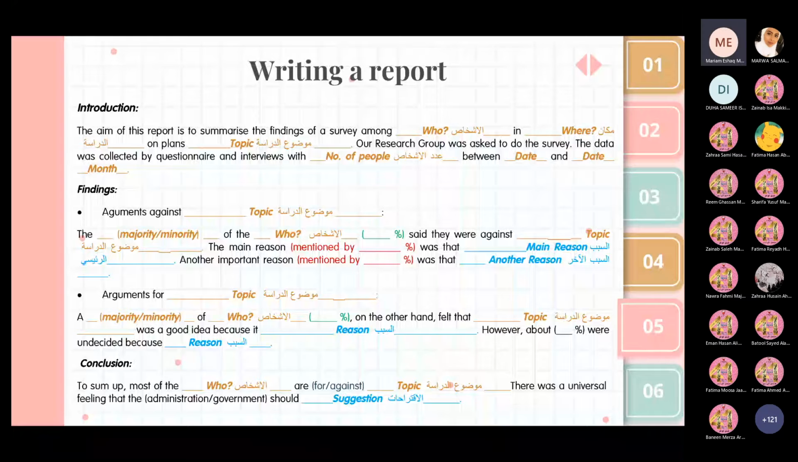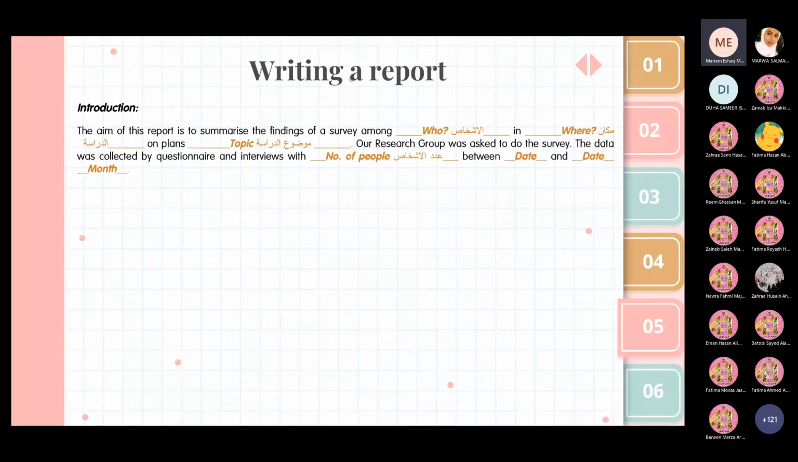So we have 3 parts of writing a report. The first one is the introduction. The second one is the findings, and the last one is the conclusion. In the introduction, you are going to write the aim of the report. The aim of this report is to summarize findings of a survey among, and then you're going to write who are the people that took the survey.